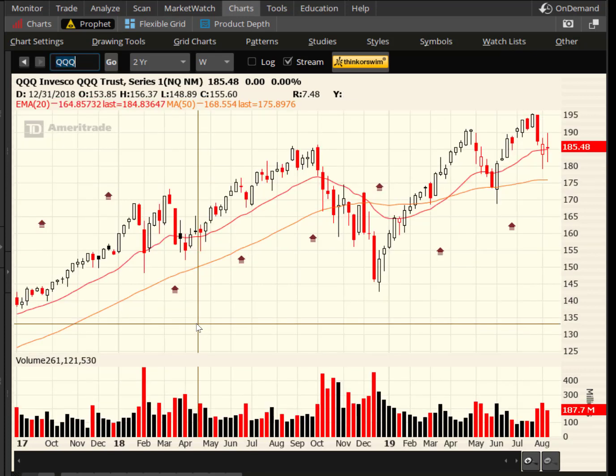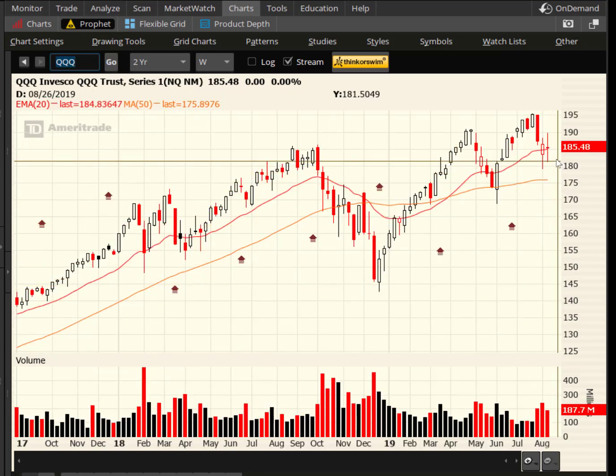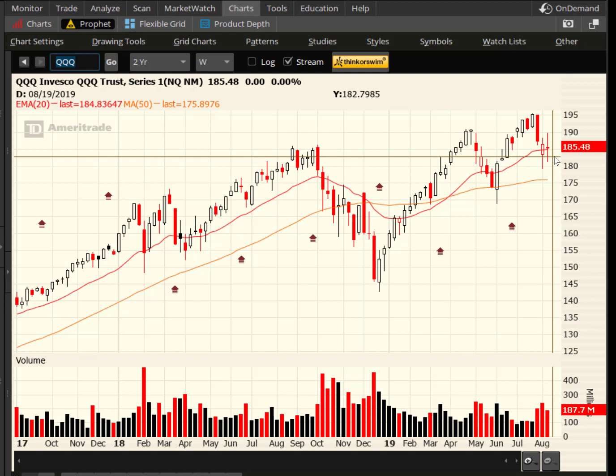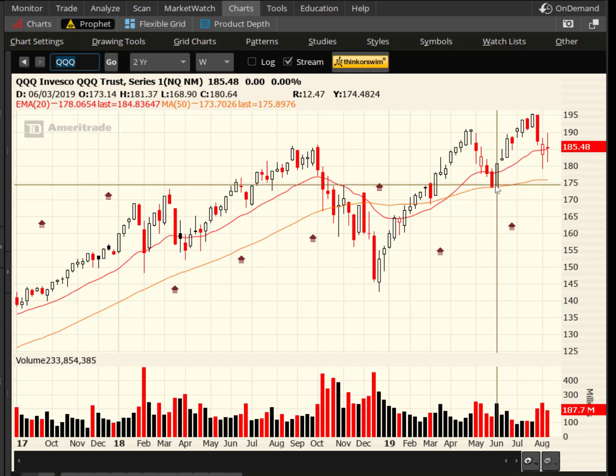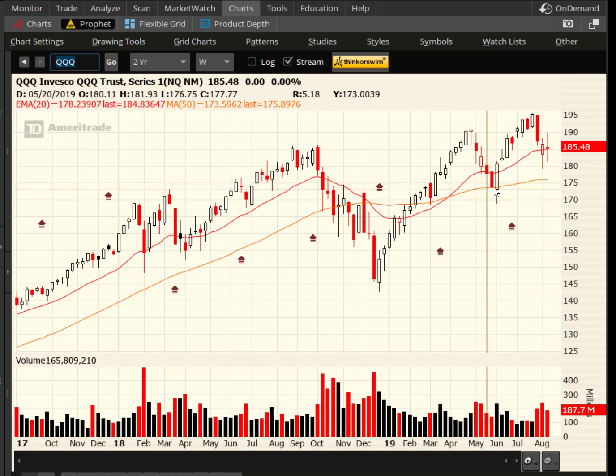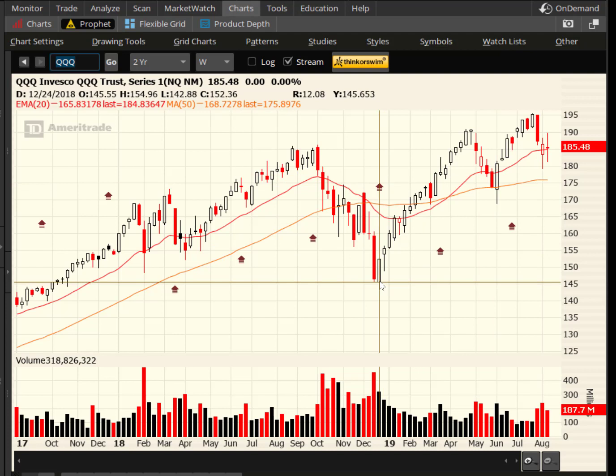If I show you the Qs on a weekly, the Qs are still hanging above their 20 period moving average. So of the three on the weeklies, Qs look the best. Again, below the 50 period on the weeklies also ties in with this low here. We break the 50, we break this low, and then we go back down here as a target.